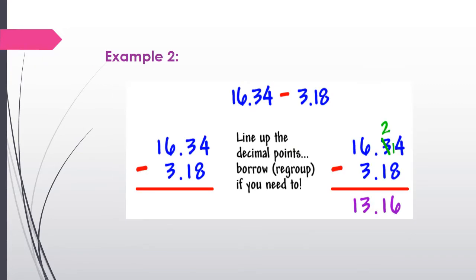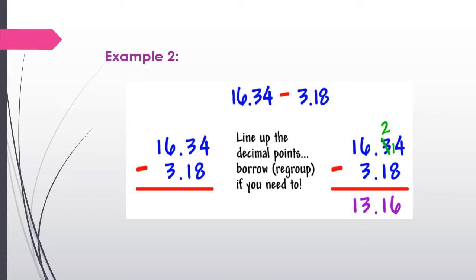Example 2. 16.34 minus 3.18. First step, line up the numbers. Make sure the decimal point is below the decimal point. 16.34 minus 3.18. Here, can you tell me, do we need to add 0 or no? Good, we don't need to. Why? Because both numbers have only 2 decimal places, so no need to add zeros, no empty places. After that, we start subtracting from right to left.